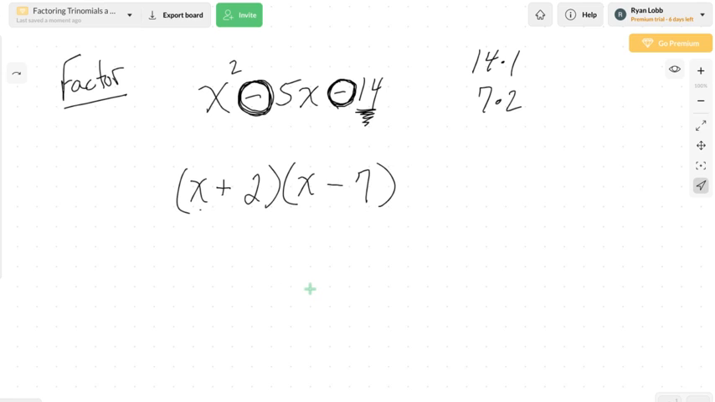It's not always going to be the case this year that it's going to be hard to check. Here it's pretty easy. So there it is, factored. X squared minus 5x minus 14 factors into the quantity x plus 2 times the quantity x minus 7. Factored, it's a product there, right? Multiplication.